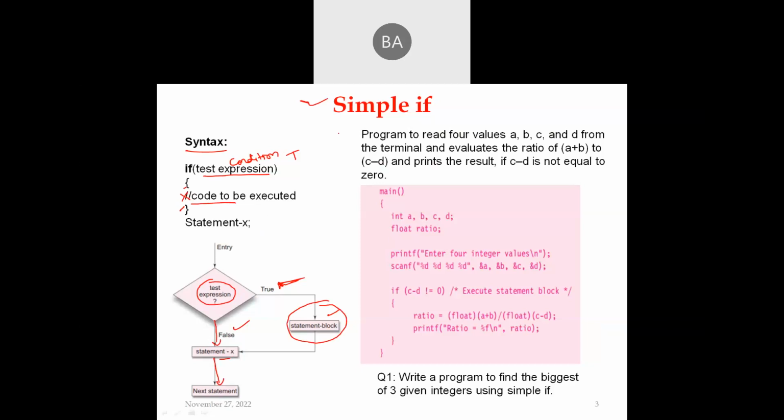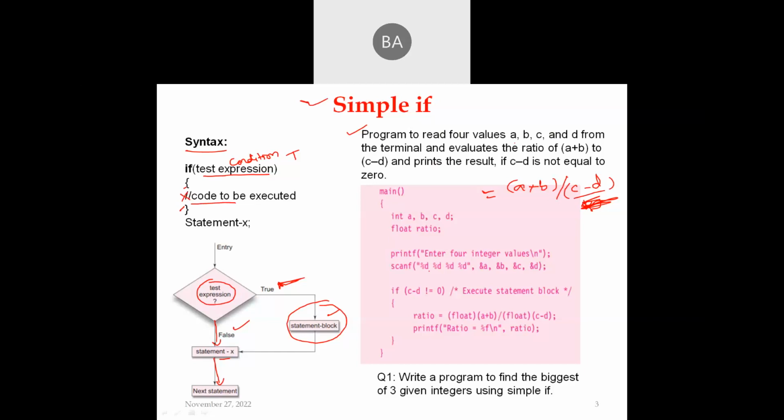Now take a simple application program where this simple if can be used. You are supposed to read 4 different variable values A, B, C, D from the keyboard and evaluate the ratio of A plus B divided by C minus D. If C minus D is not equal to 0, then only we compute this ratio. Otherwise, if C minus D is equal to 0, you should not compute this ratio.